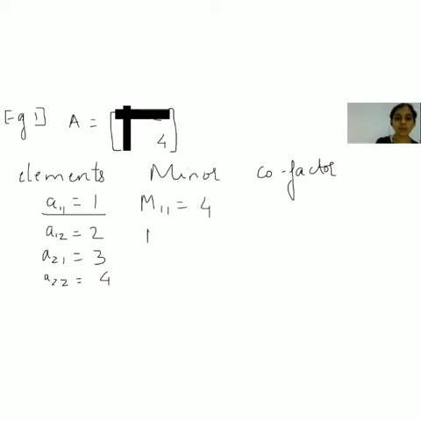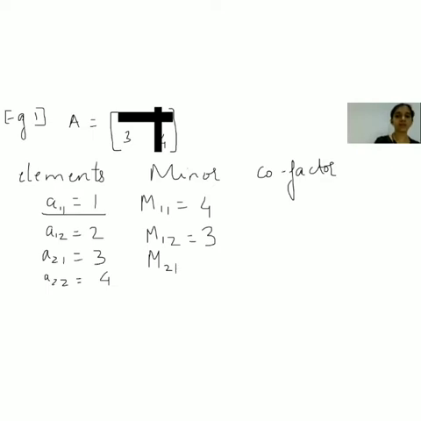Okay. Then M12. How will we find M12? M12 means this one and this one, right? Sorry, the row in which it lies and the column in which it lies. So it lies in the first row and the second column. We've hidden that, and so we are getting the answer as 3.